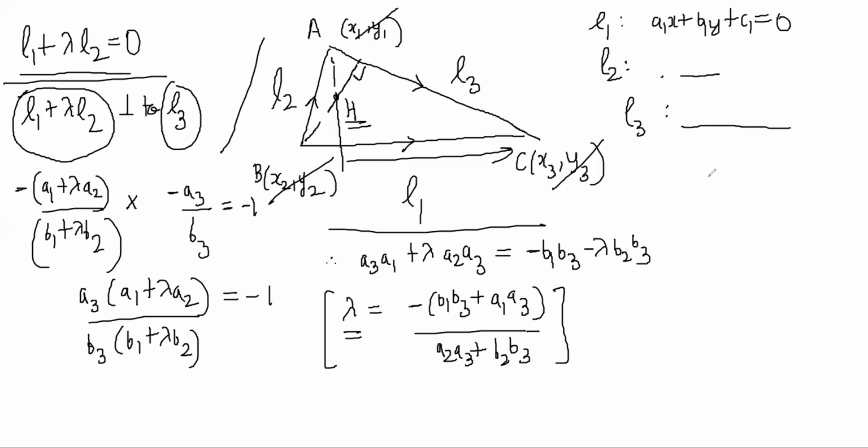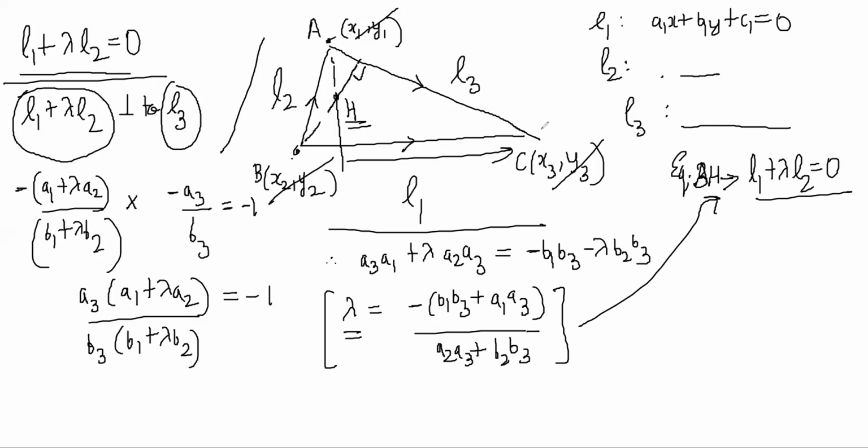Lambda has come, then directly the equation of the altitude is, now put that lambda in this. So L1 plus lambda L2 is the equation of the altitude. Put the specific lambda in this, right? Equation of altitude BH, we have obtained without even solving for the point B or the point A or the point C. You understand? So you have skipped one or two steps here.